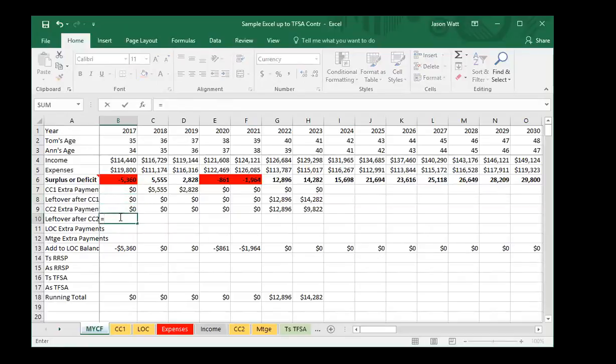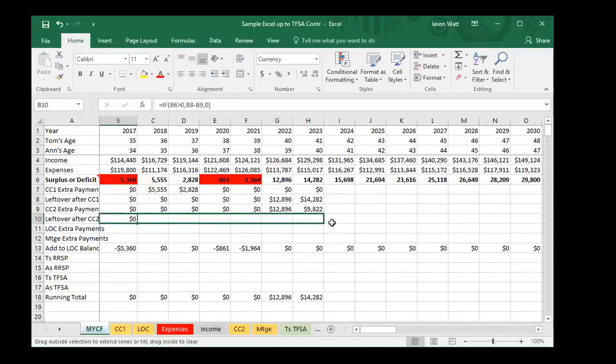So now I can say only if that amount is greater than 0, then we're going to take what we had left over after credit card 1 minus our credit card 2 extra payment. And I forgot to put my 0 in there. And we copy that across.